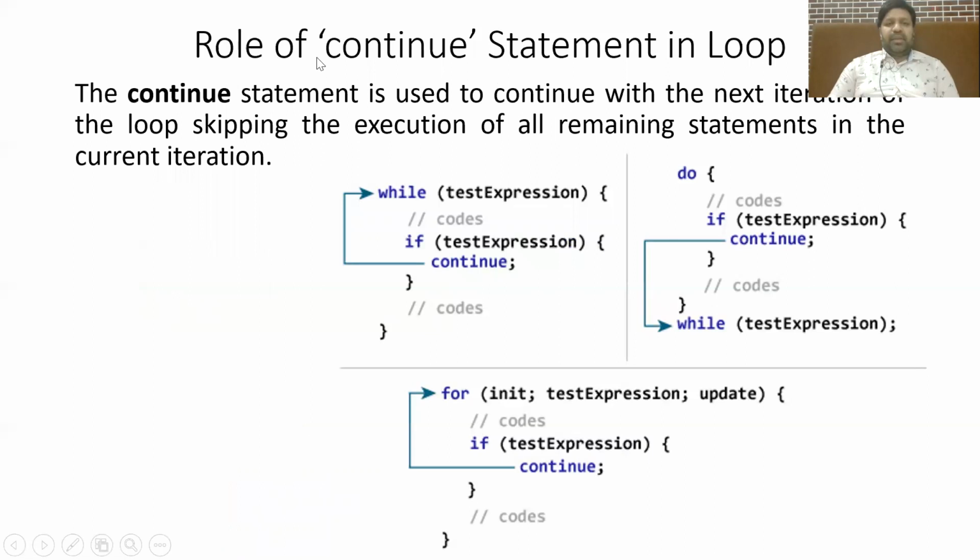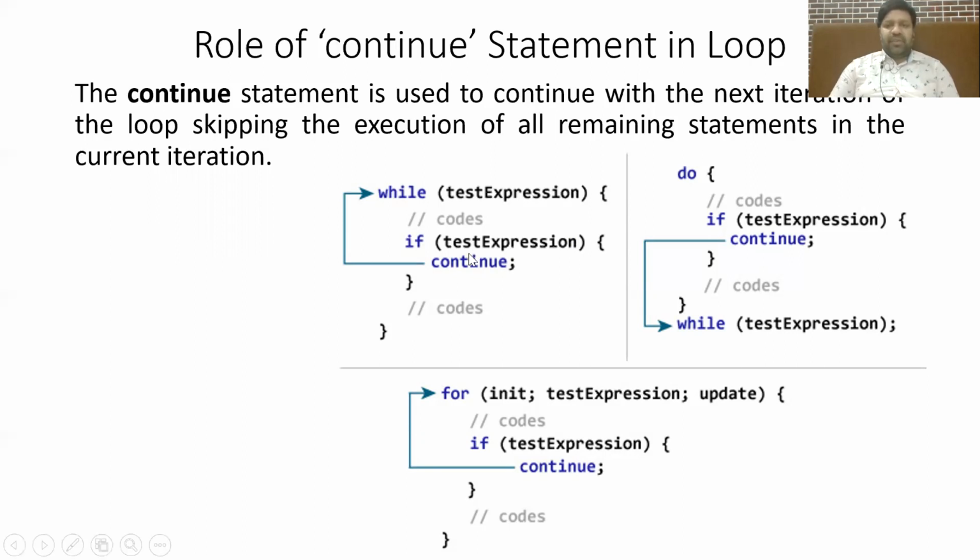The next statement is the continue statement. What is a continue statement? A continue statement is used to continue with the next iteration of the loop, skipping the execution of all remaining statements in the current iteration. Basically, if you have 10 statements inside the body of the for loop, let us suppose that the continue statement is written in the fourth line based upon some condition. If the continue statement is executed, the program skips all the remaining 6 lines in that loop and it starts with the next iteration.